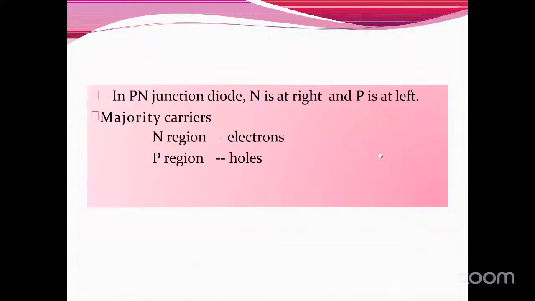So in a PN junction diode, N is on the right and P is on the left. What are the majority charge carriers present in the N region? Negative electrons, whereas in the P region they are positive holes. What about the minority carriers? The N region has positive holes as minority, and the P region has negative electrons. Okay.